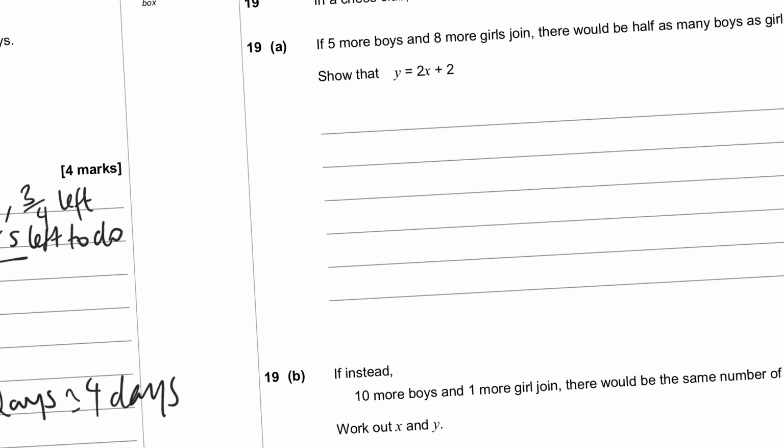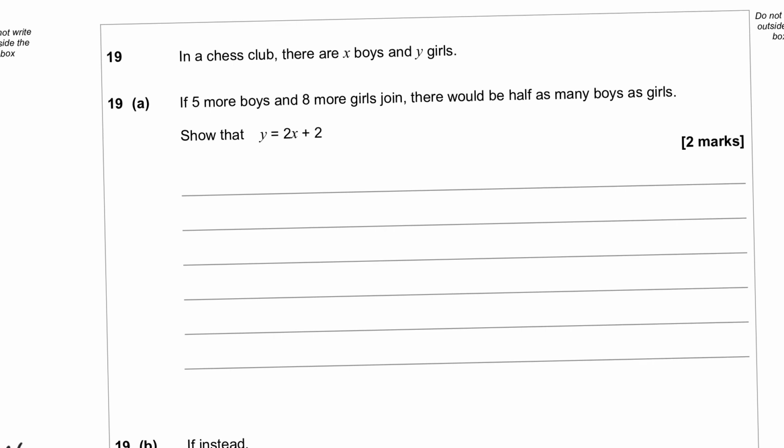So, on to question 9. We've got a chess club. In the chess club, we've got x boys and y girls. It says if 5 more boys and 8 more girls join, there would be half as many girls as boys. Right, let's have a look at this. It wants us to show that y is equal to 2x plus 2.